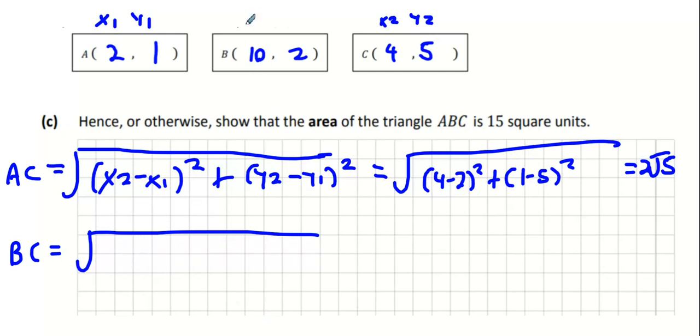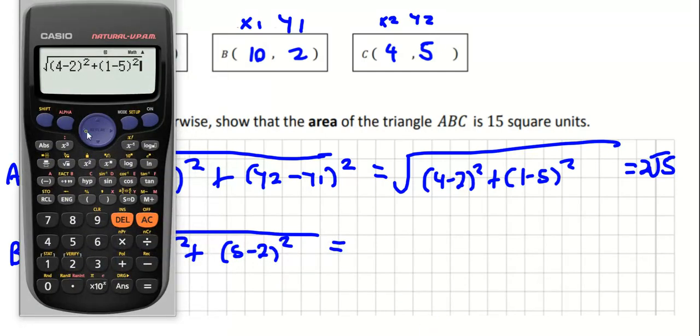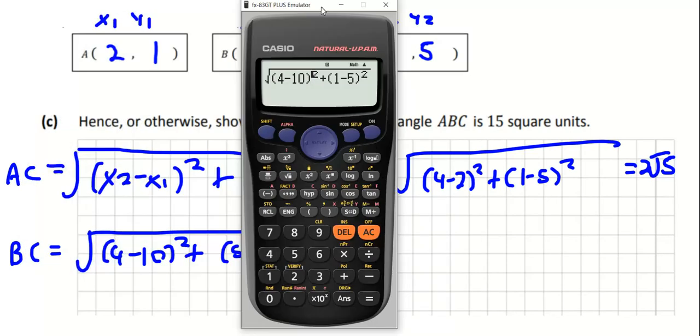Okay, let's try to see what BC is. So BC, we'll call that one x1 and y1 and call that x2, y2. So it's going to be 4 take away 10 squared plus 5 take away 2 squared. Once again, I got to enter all this in the calculator. So it's going to be 4 take away 10. Hopefully this comes out something a bit nicer.